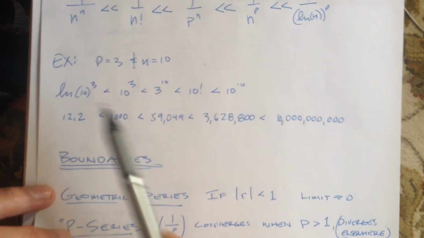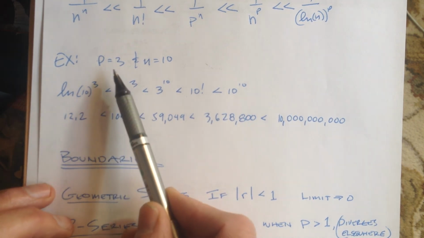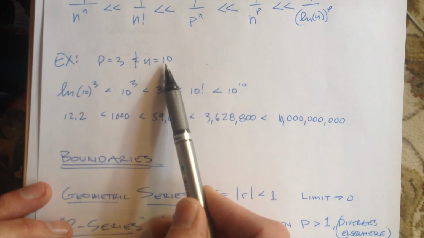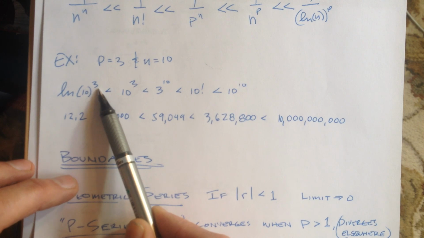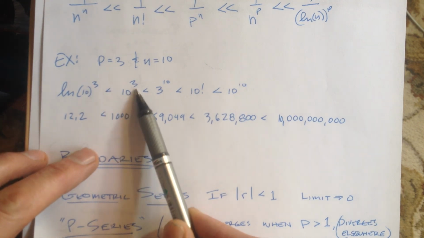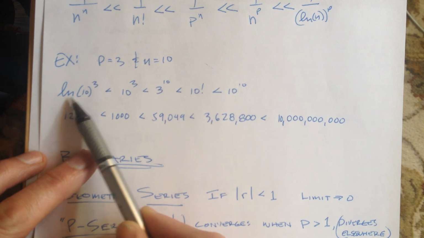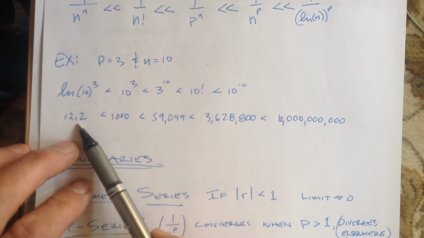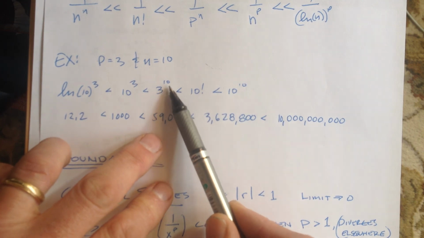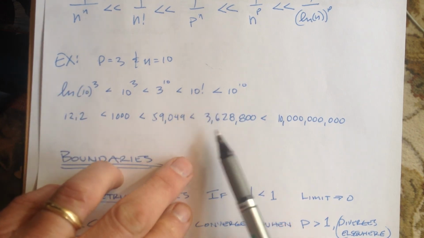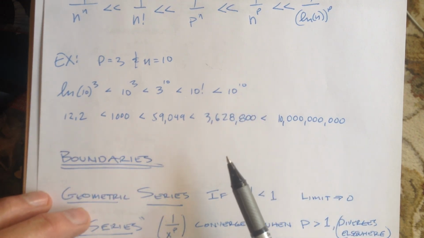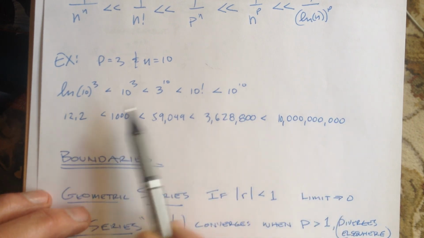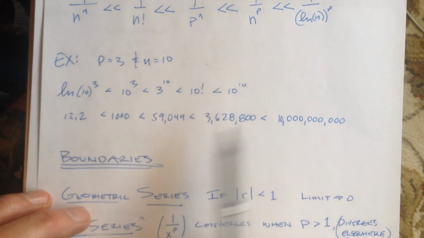All right, so just as an example, what does this all mean? If we just simply look at a case where p is 3 and n is equal to 10, then the ln of 10 to the third power is going to be smaller than 10 to the third power, which is 1,000. By the way, the ln of 10 raised to the third power is 12.2 approximately. 3 to the 10th power then gets much bigger. 10 factorial is much bigger still, and 10 to the 10th is a 1 with 10 zeros. So again, this gives you a sense as to what things get big and how fast they get big. Get used to this, get comfortable with this, and by doing our homework, hopefully you will.